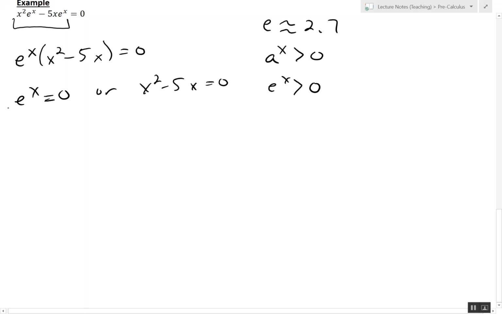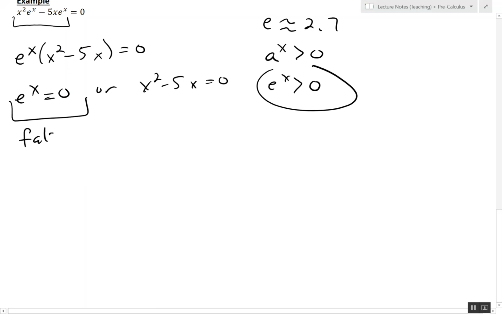And notice that e to the x equals 0 is a violation of this property. So this is always false. This comes up sometimes in exponential problems where you'll get an exponential equal to 0, and that is always a false statement. A reminder that if you have a transformed exponential function, that's not necessarily true. But for just one of your basic exponential functions, this is always false. So really the only solutions are going to come out of this part here.